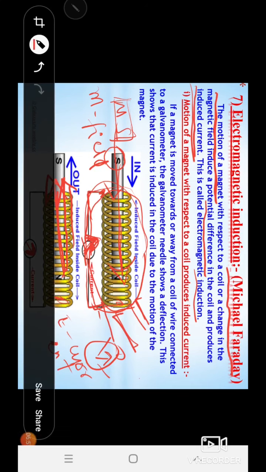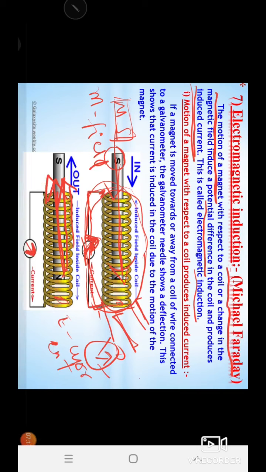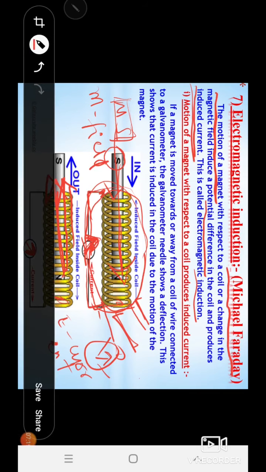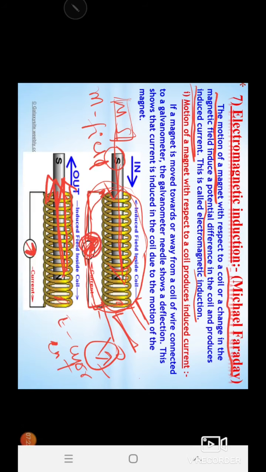So there is no change of magnetic field. If the magnetic field does not change, no current will be produced. So keep in mind, the relative motion between magnet and coil only causes electromagnetic induction. That means if the magnet is moving, the current will be produced. If the magnet is at rest, there will be no current produced in the circuit, hence the galvanometer shows zero deflection.